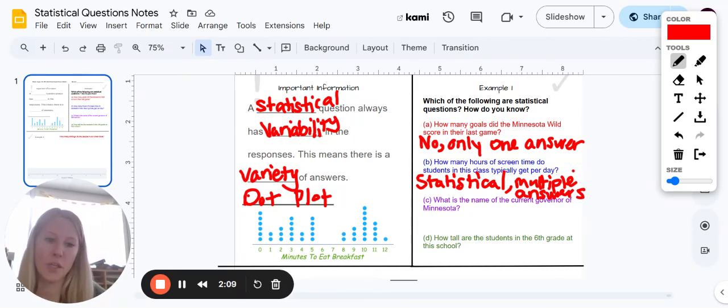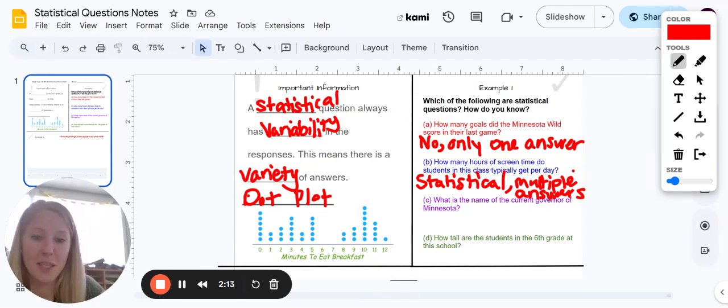C, what is the name of the current governor of Minnesota? Tim Walz. So there's one right answer for that question. So not statistical, only one answer.